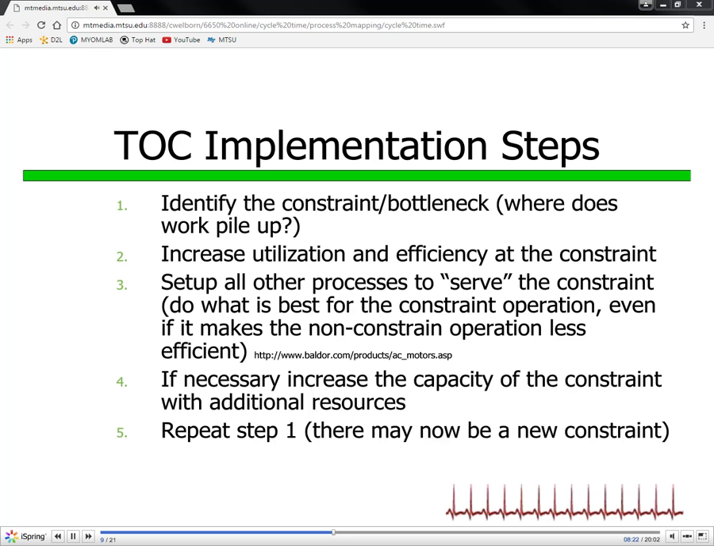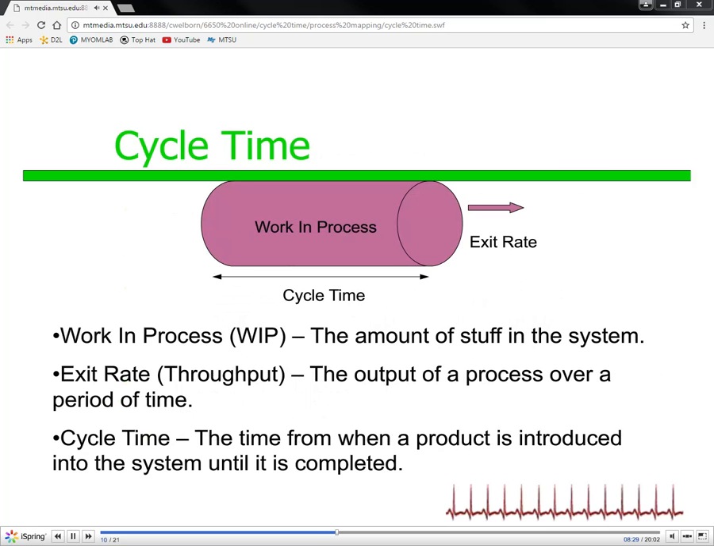And then once you've increased the capacity of that bottleneck, you just go back to step one, because there's always going to be a new constraint or a new bottleneck. We've seen this slide before, just want to touch base on it again.